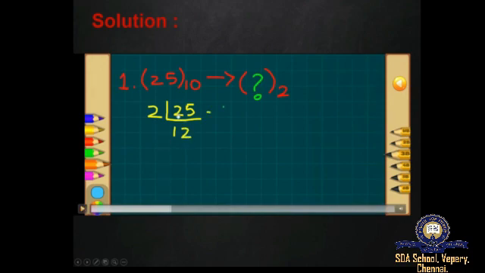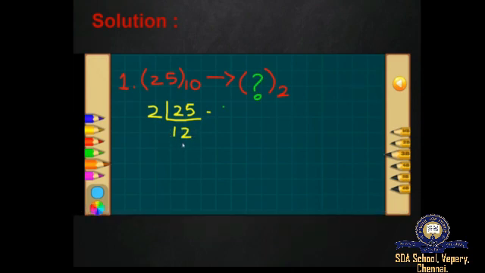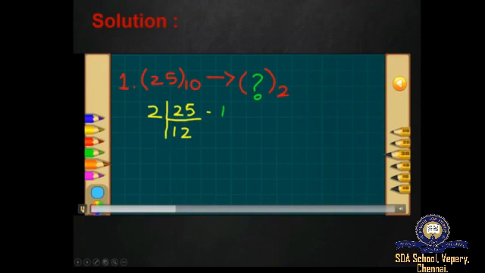How many times you get 25 in 2 tables? 2 multiply with 12, we get 24. But here we have the decimal number 25. So 25 minus 24, we get the remainder 1. And this is the least significant bit, that is the first remainder we get by dividing 25. So till we get the dividend as 0, we have to follow the same procedure.